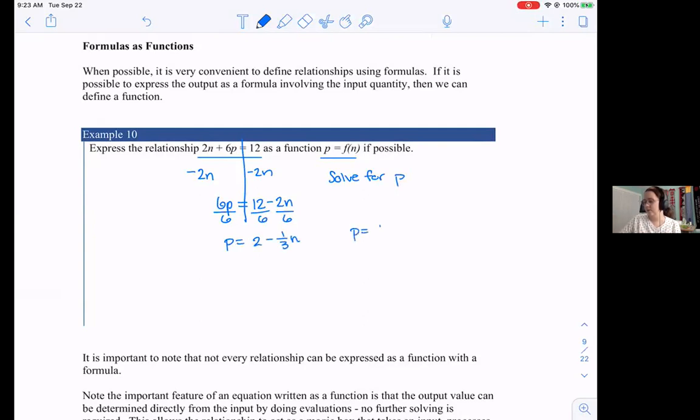So we say p is a function of n is 2 minus 1/3 n, but this would be fine. I think I also took the answer if you did like p of n. You could rewrite it as negative 1/3 n plus 2, that's fine, but that's how we would express it as a function of n. Any questions on solving this one?